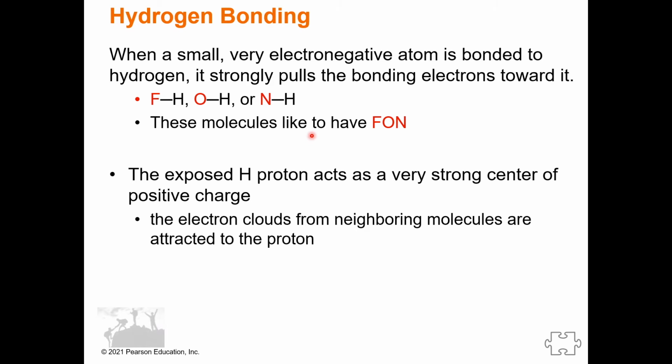So you're only going to see hydrogen bonding in molecules that have fluorine, oxygen, and nitrogen that are directly connected to hydrogen. Now, because these three elements are very electronegative, they're going to be the negative portion of the molecule.